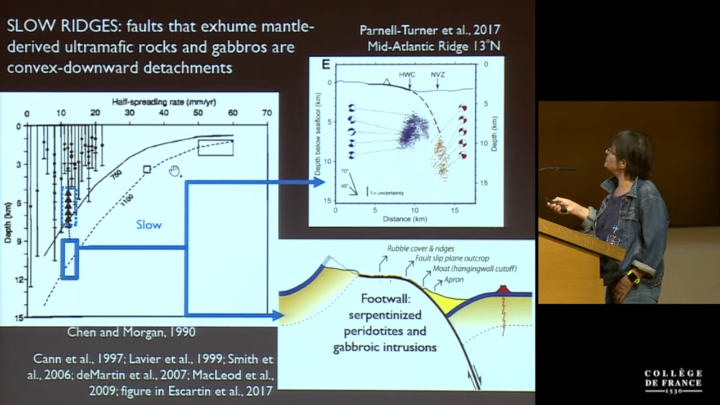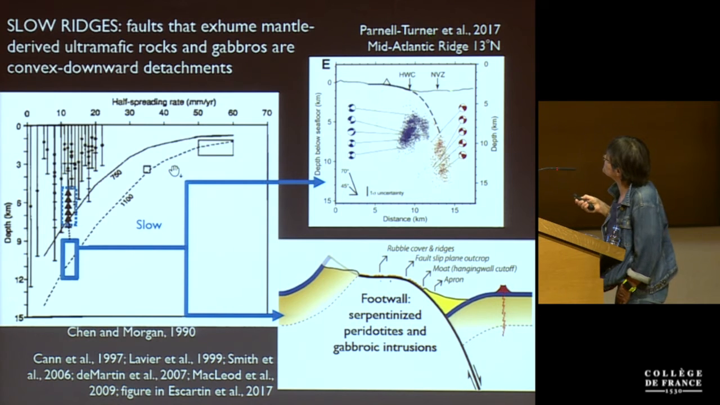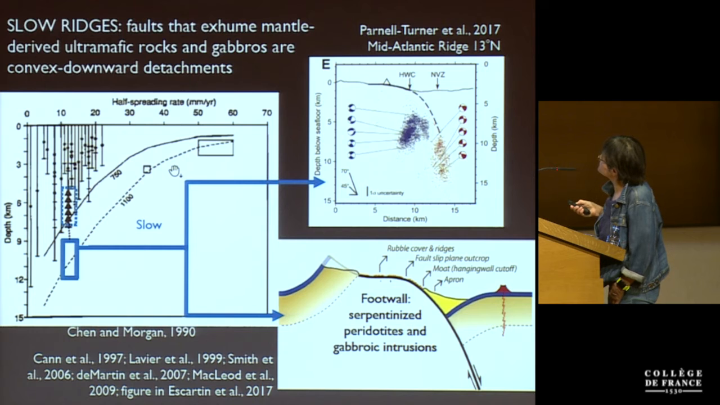And more recently, and I'm showing you the very most recent set of data to constrain this idea, it was found that these faults that exhume mantle-derived ultramafic rocks and gabbros at slow ridges are convex downward detachments with a lot of footwall rotation. And this shows you the results of a recent microseismicity experiment at what we call now a core complex area at the Mid-Atlantic Ridge at 13 degrees north. And notice, by the way, I'll come back to that later, that now that we have OBSs that are able to record and relocate much smaller magnitude earthquakes, we see that this limit is actually going down a little bit. So the maximum depth of earthquakes at this ridge is about 12 kilometers here.